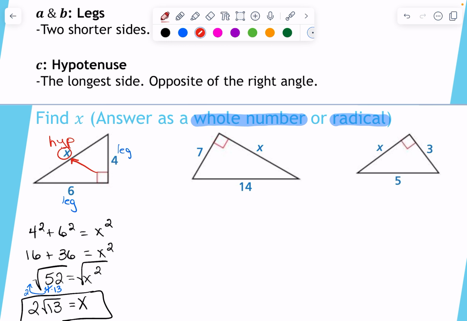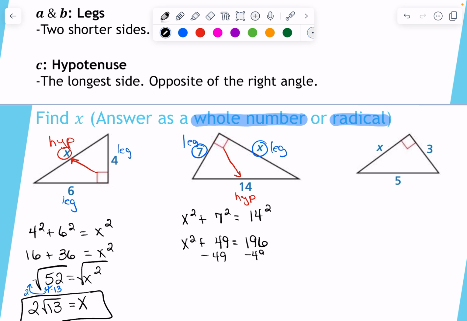Okay? Let's go over to the second part. The first thing I always do is find my right angle. I go directly across. This would be my hypotenuse, which makes this a leg and this a leg. So when I set this one up, I'm going to go leg squared, x squared, plus 7 squared is equal to 14 squared. So now I square those: x squared plus 7 squared, which is 49, equals 14 squared, which is 196. So now I'm going to subtract the 49 from both sides.